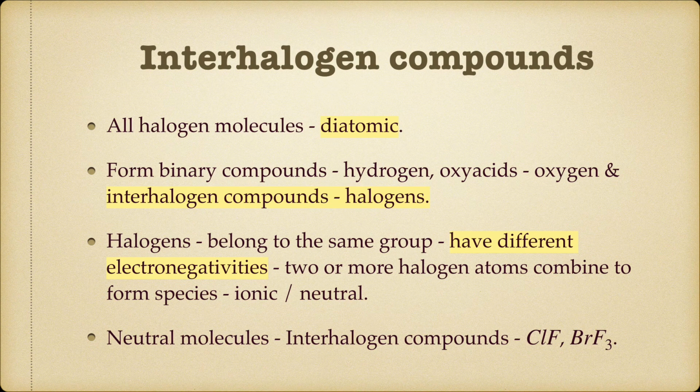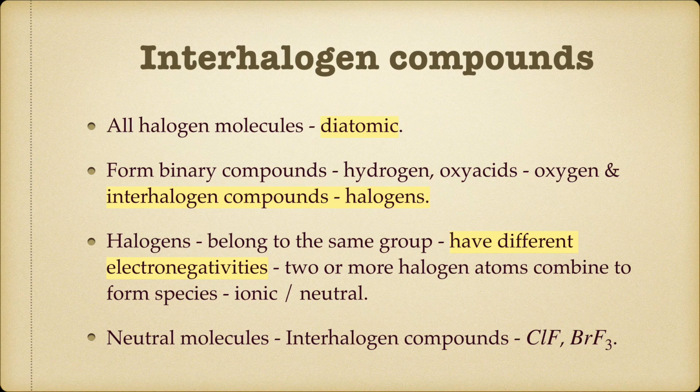Halogens belong to the same group. For example, fluorine, chlorine, bromine, iodine and astatine are all halogens. They are in the same group, but they all have different electronegativities. Because of this, two or more halogen atoms combine to form species, ionic or neutral in nature. The neutral molecules are said to be interhalogen compounds. For example, ClF and BrF3.